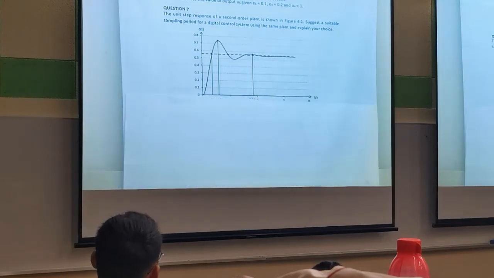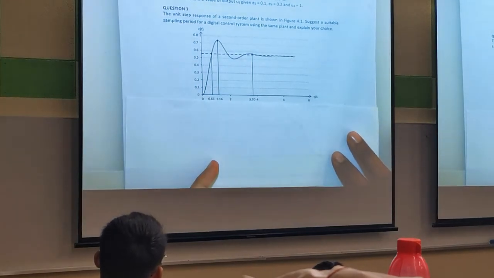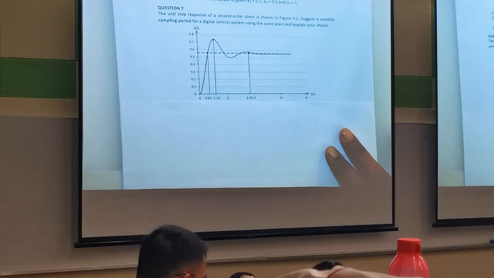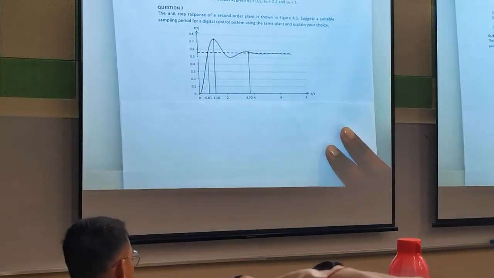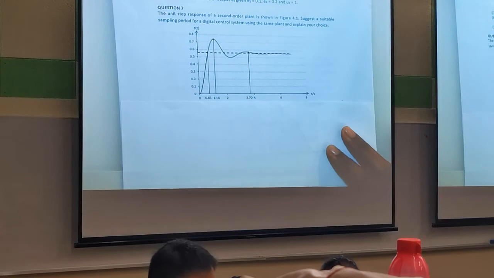You're not given the plant. What you're given is the graph. So what kind of graph is it? So how do we suggest the sampling period?